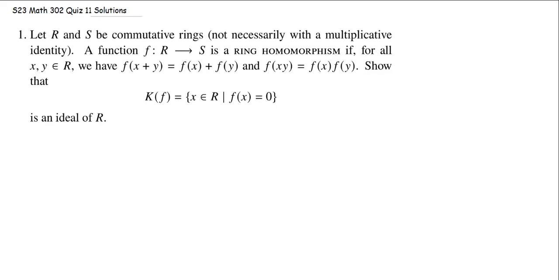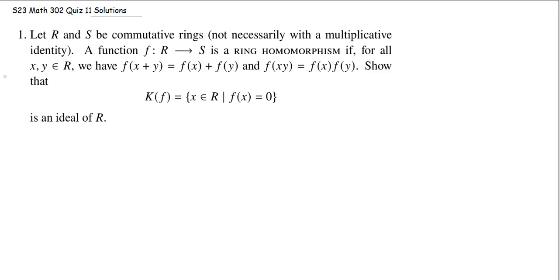So we have a function f between these two rings, R and S, and we're going to call it a ring homomorphism if for all x, y, and r we have that f of the sum x plus y is the sum of the f's. So f of x plus y is f of x plus f of y. And also that f of a product is the product of the f's. So f of xy is equal to f of x times f of y.